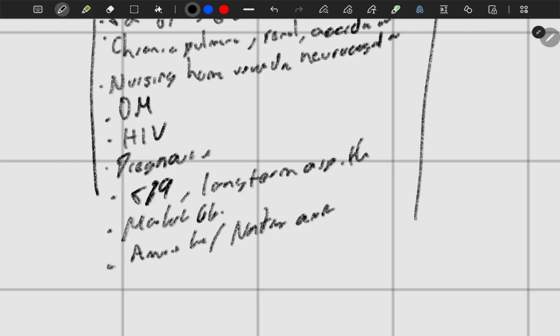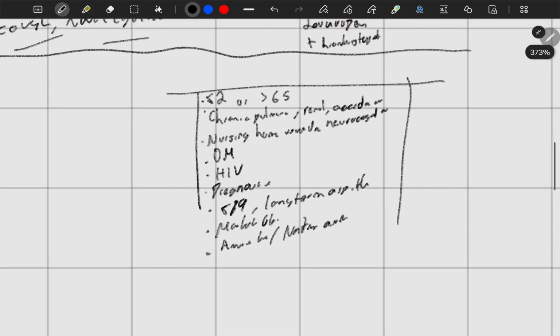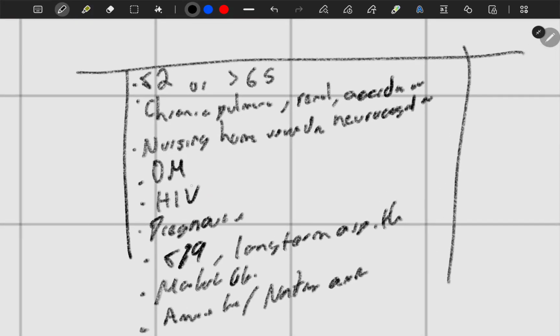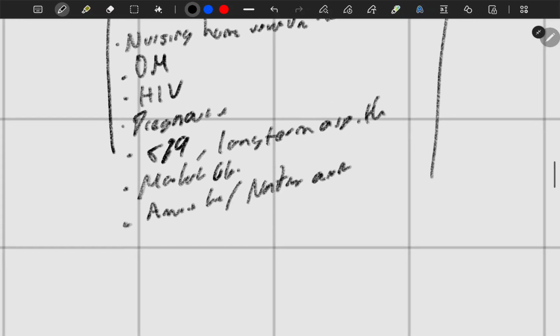Yeah, it's important to recognize these conditions associated with higher risk of influenza complications, such as the elderly, diabetes mellitus, HIV, nursing home residence, chronic pulmonary or renal disease, less than 2 years old or more than 5 years old, pregnancy, and long-term aspirin therapy or use.